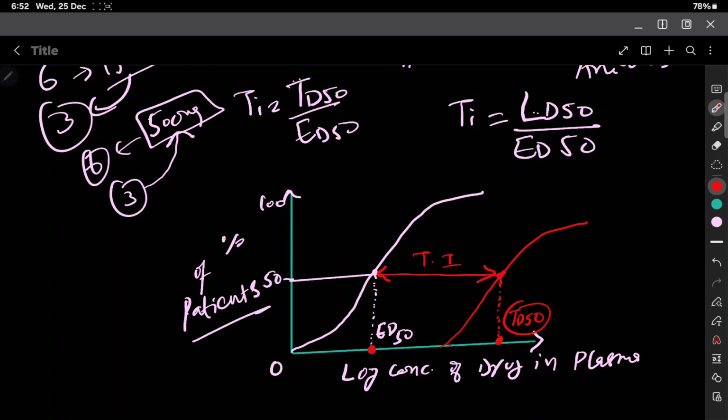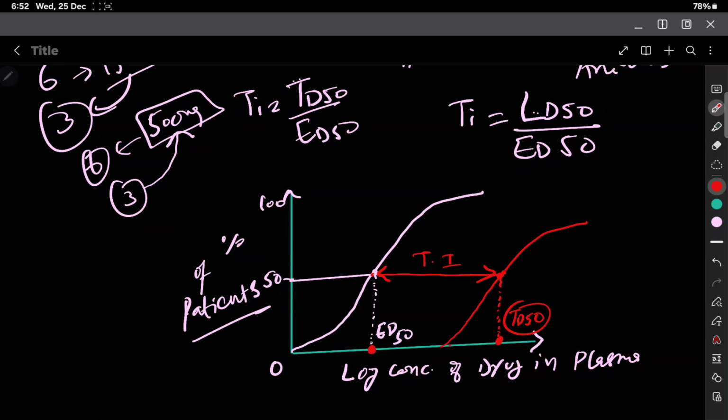Okay, so the distance between the ED50 and TD50, that is called the therapeutic index. I will again explain to you. This is the log concentration of the drug in the plasma. When the concentration of drug in the plasma is 0, it is here. When the log concentration of drug in the plasma keeps on increasing, it will keep on increasing its effect.